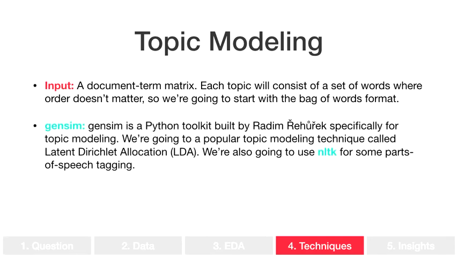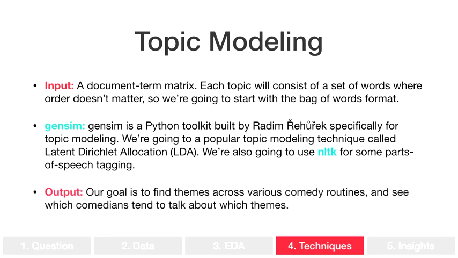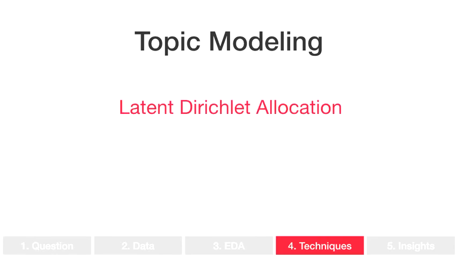The library we're going to use here is called gensim. Gensim was built specifically for topic modeling, and it actually has different ways of doing topic modeling, but the most popular one is called latent Dirichlet allocation, most commonly known as LDA. We're also going to use NLTK for some additional parts of speech tagging, which we'll go through in the notebook. Our goal at the end is to find the various topics or themes across the comedy routines.